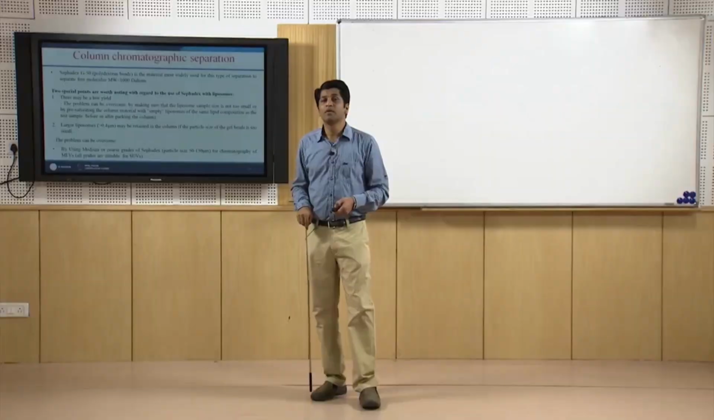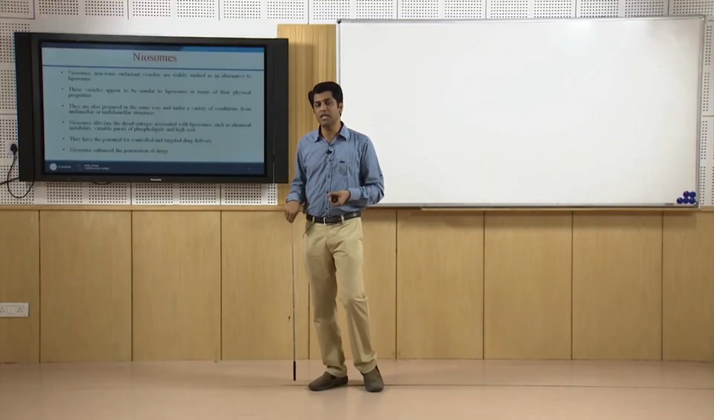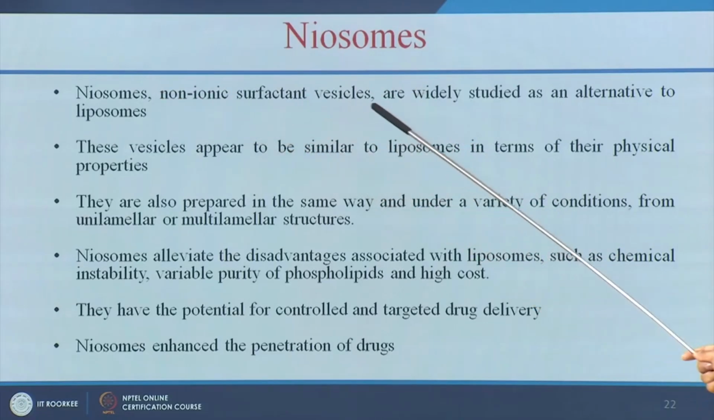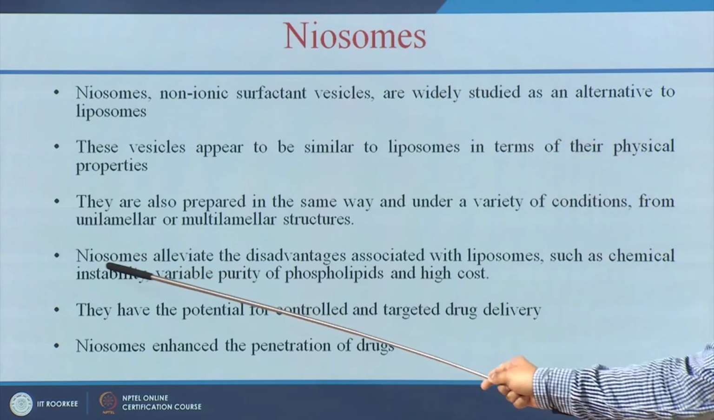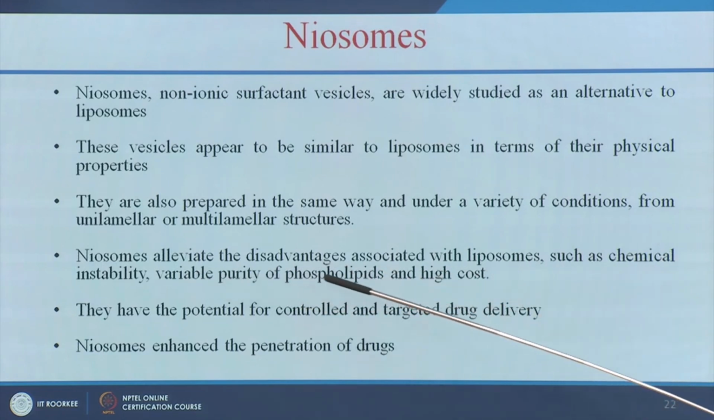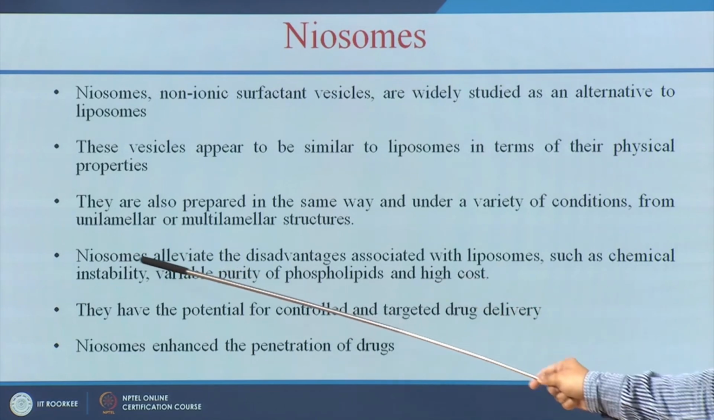Okay. So, before we learn what a solid lipid nanoparticle is, let us see some of the other types of lipid based nanomaterials, that is neosomes. So, neosomes are non-ionic surfactant vesicles, and these are widely studied as an alternative to liposomes. Here the neosomes overcome the disadvantages associated with the liposomes, for example, chemical instability, variable purity of phospholipids and high cost. So, these are the drawbacks of liposomes, and this can be overcome by the neosomes.